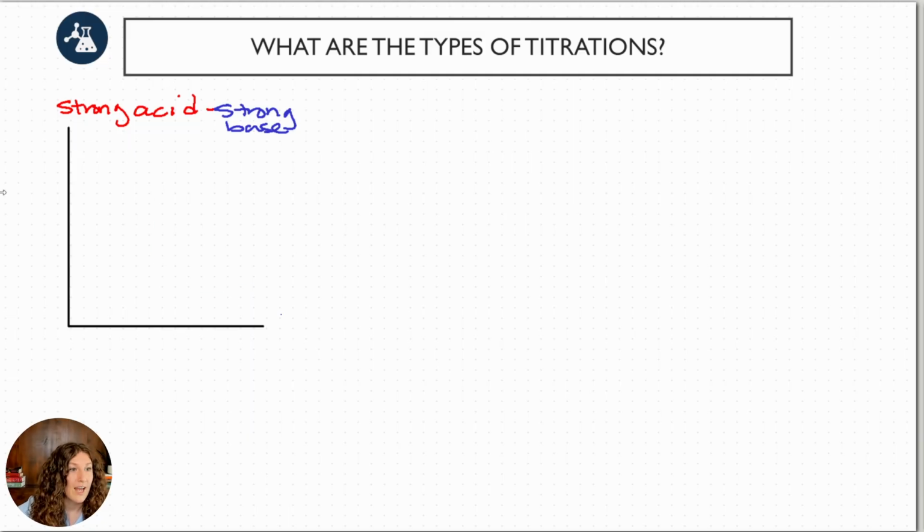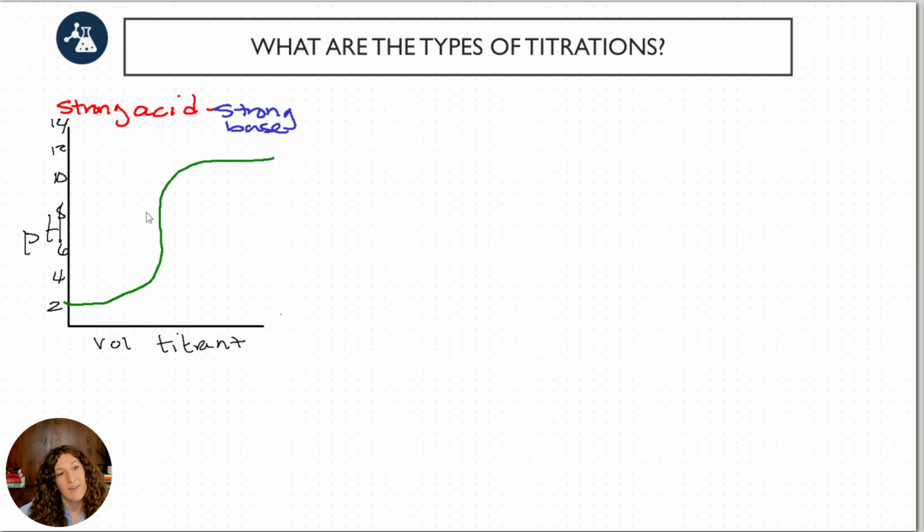So for a strong acid, our pH is on our y-axis, and then the volume of the titrant is on our x-axis. As we do a strong acid, strong base titration, we're going to start at low pH and then go up, all the way through, and then have a nice sharp increase right around that neutral pH range, and then kind of flatten out right around 9 or 10. We start to see our end point here.